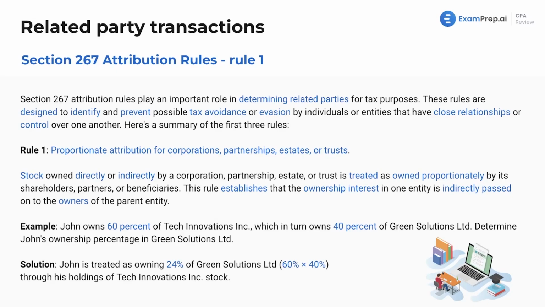All right, we've got a couple rules. These are the Section 267 attribution rules. You don't need to memorize the rules as Rule 1, Rule 2. You just need to know the rules. Now, these attribution rules play an important role in determining related parties for tax purposes.